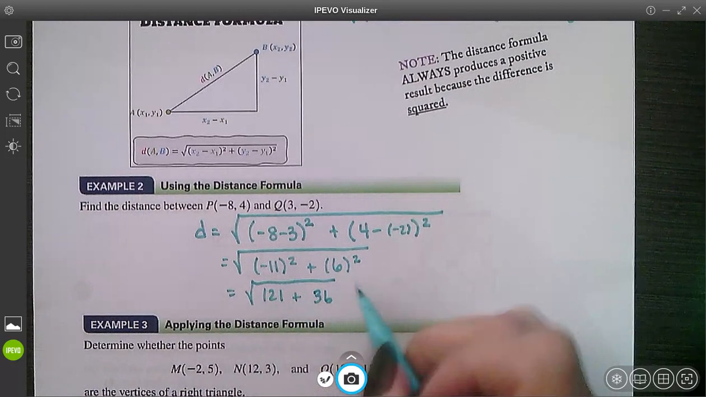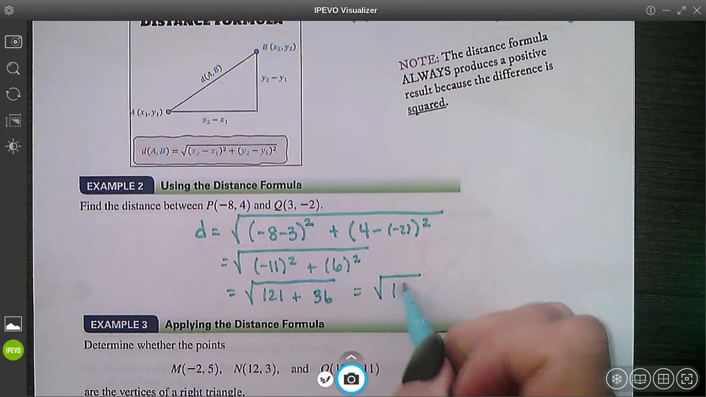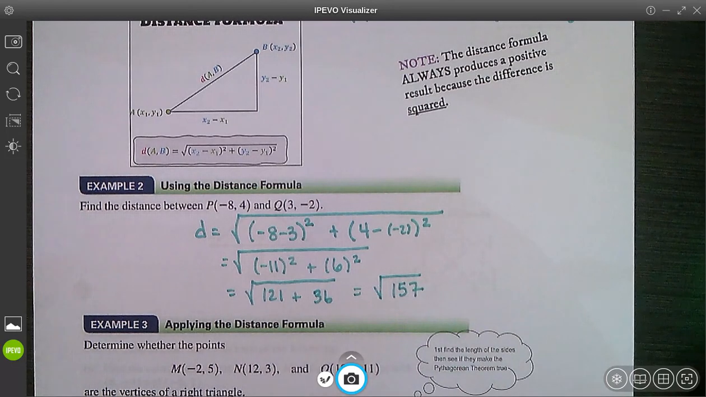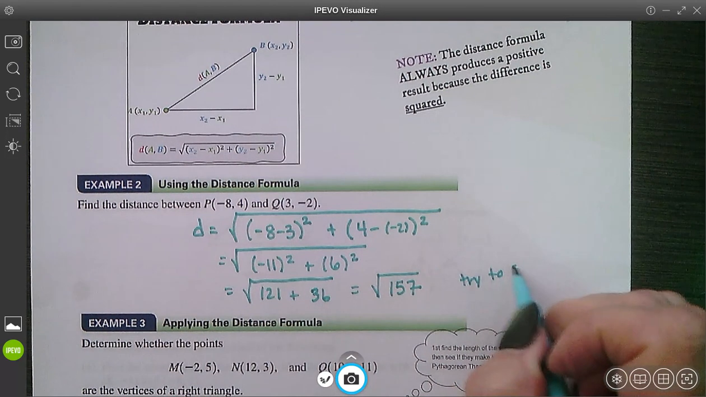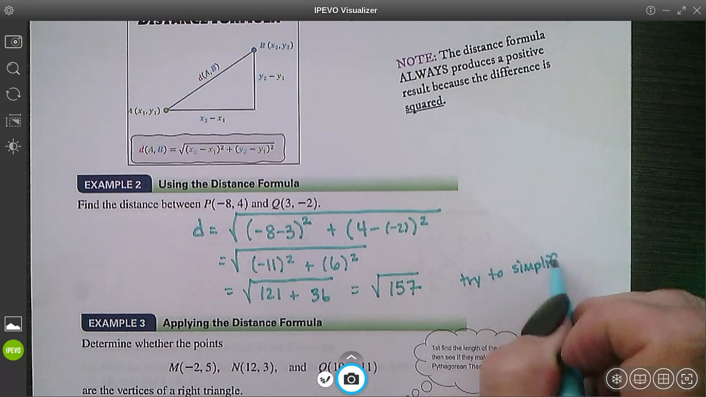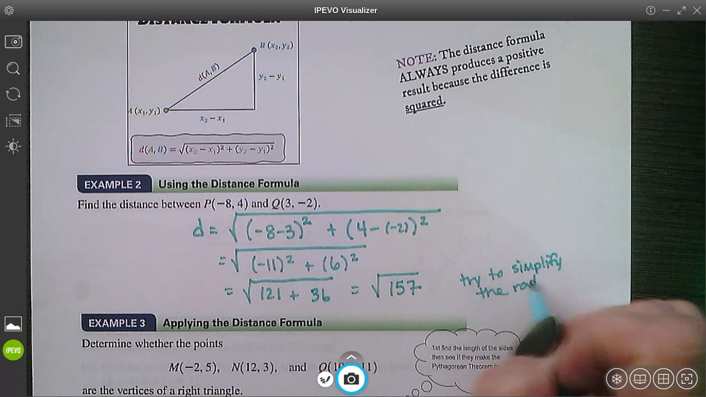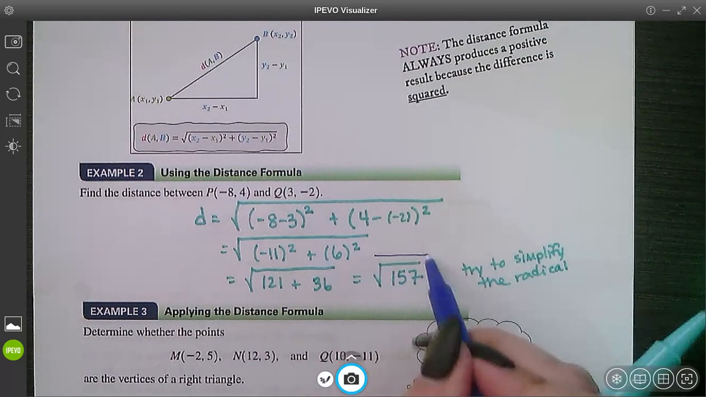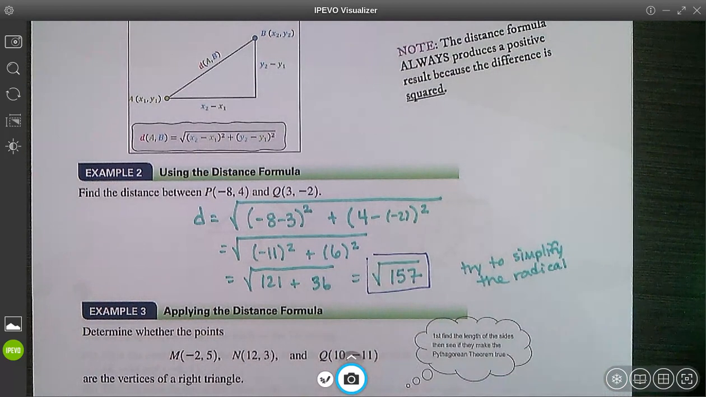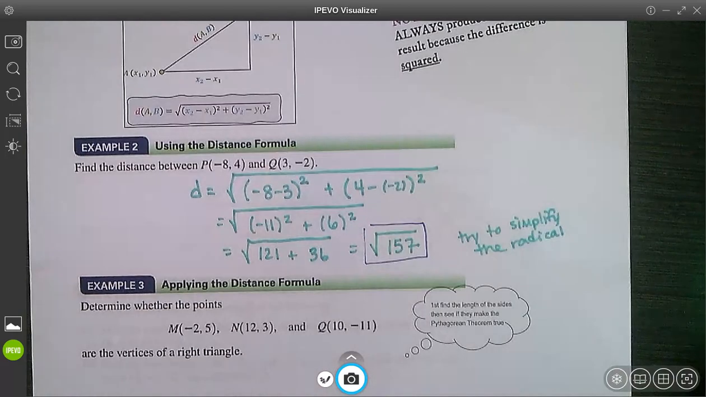And then add those two numbers together, I get the square root of 157. I think 157 might be prime. I'm not 100% certain, but if it's not, then you should try to simplify the radical. And if you remember doing that in previous sections, that's where you just do the prime factorization, do that number tree, take your pairs out front. But that's all there is to the distance formula.